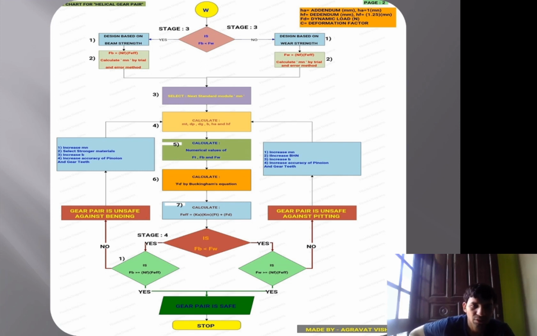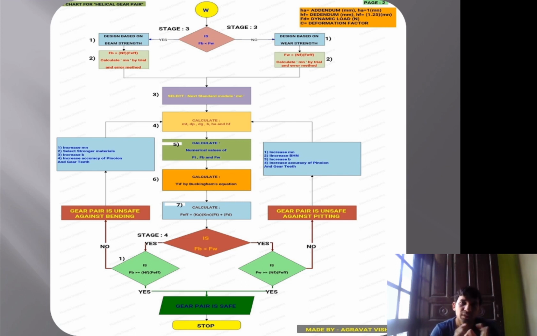If these conditions are not satisfied, then the gear pair is unsafe against pitting and unsafe against bending, and we again start our process by increasing MN, that is normal module, or by selecting stronger material, or by increasing face width, or by increasing accuracy of pinion and gear tooth, or by increasing the Brinell hardness number. So this is the flow chart for helical gear. These 2 pages show you the design procedure for helical gear, which is most helpful in every numerical.